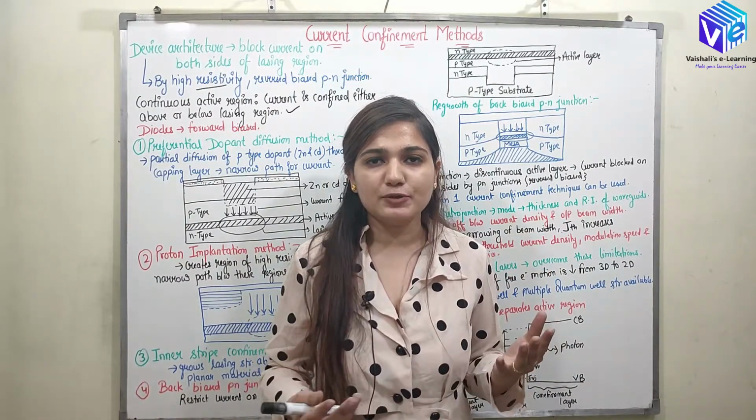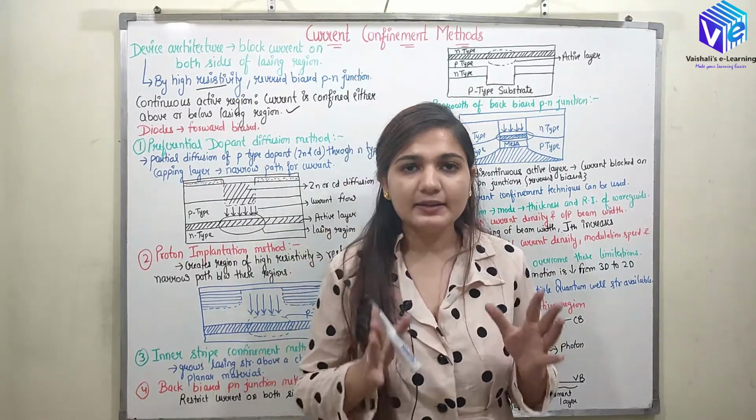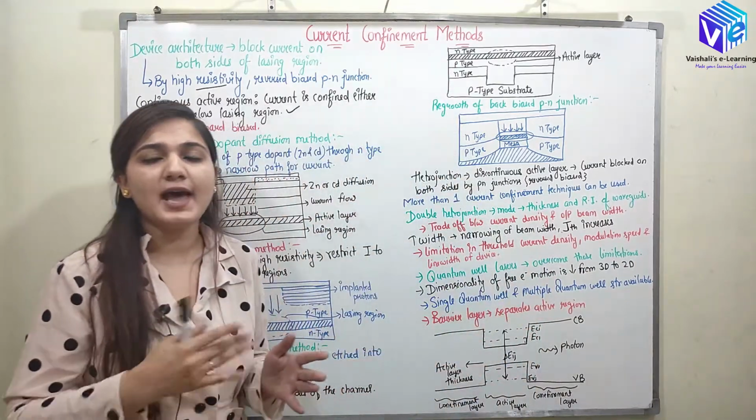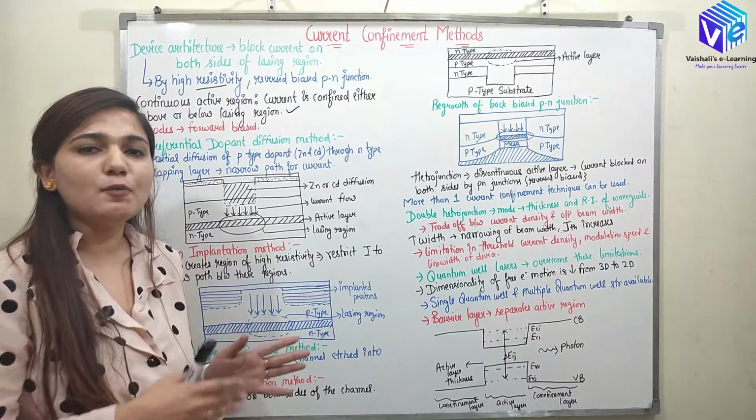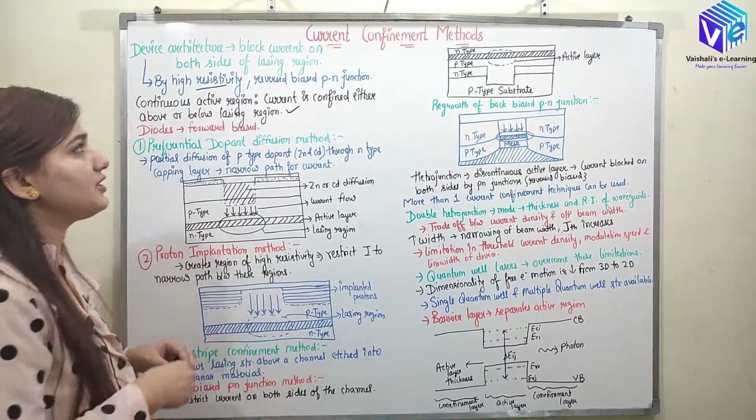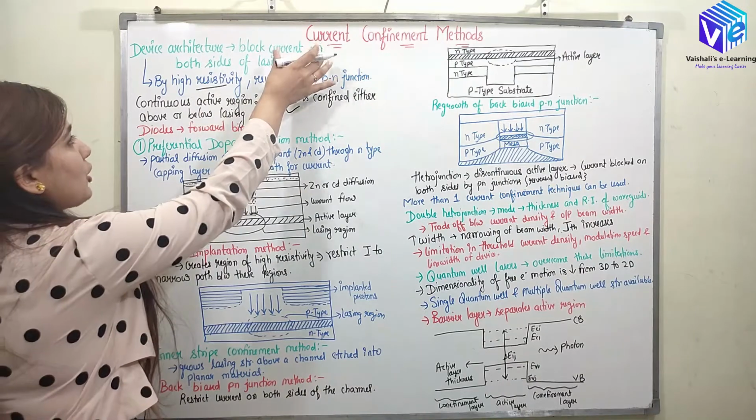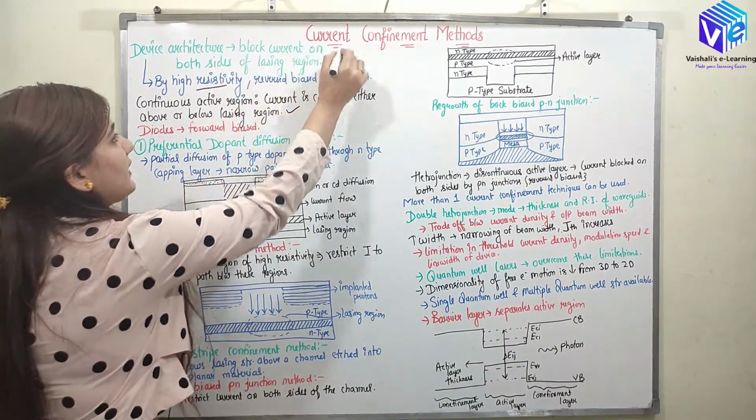So what will I be doing? I will be confining the current above or below the active region only. I will be preventing the current from going to both sides of the active region. So I will be blocking the current on both sides of the lasing region.